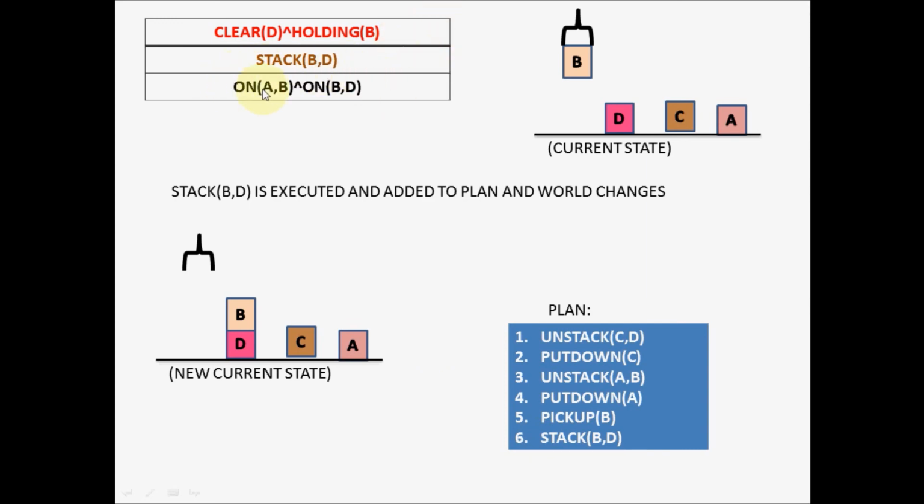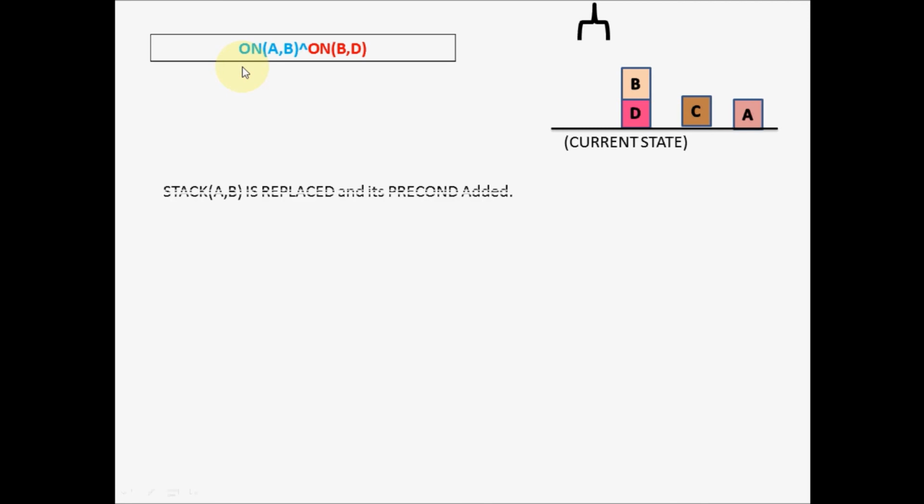So now next, on A comma B and on B comma D will be the topmost element of the stack. And the current world is like this. Now is on A comma B true? Is A present on B? No. But is on B comma D true? Is B present on D? Yes, true. So on A comma B is not true, but on B comma D is true. So to make on A comma B true, which action are you going to execute?